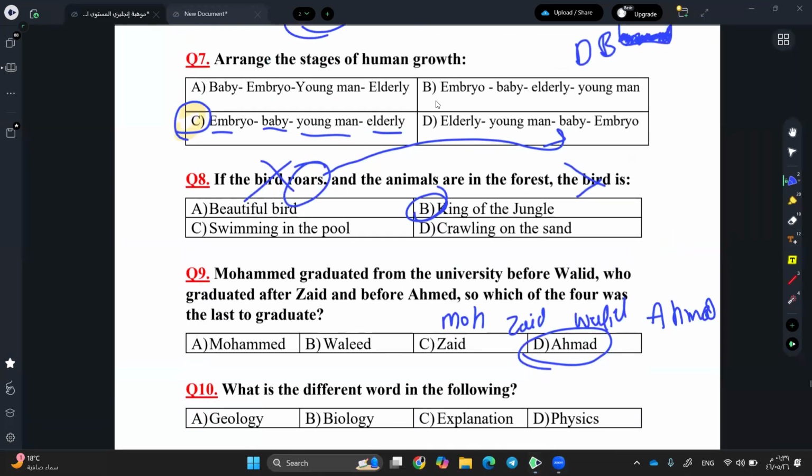Okay. So first, let me explain question number 8. If the bird roar and the animal are in the forest, the bird roar. So we know that the bird's going to be deleted, and here put a circle on roar. Which animal roar? It is a lion. Okay. And then lion as the king of jungle.